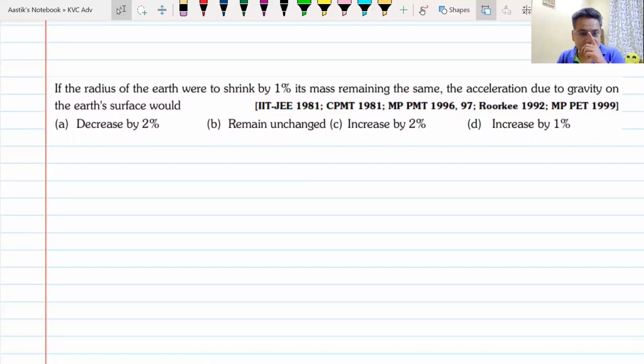If the radius of the Earth were to shrink by 1%, the mass remaining the same, what is the effect on the acceleration due to gravity? That is why I gave you all those formulas.